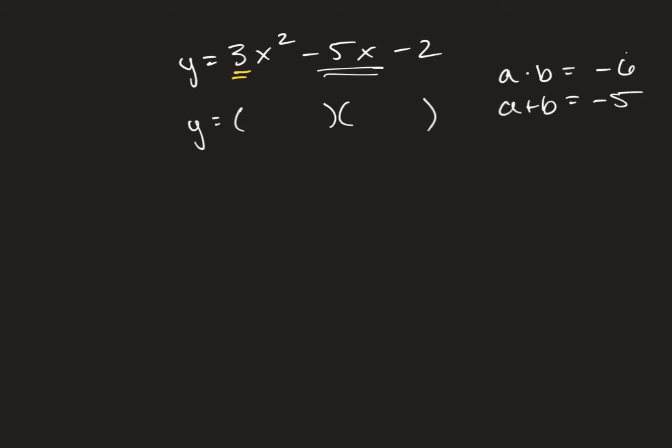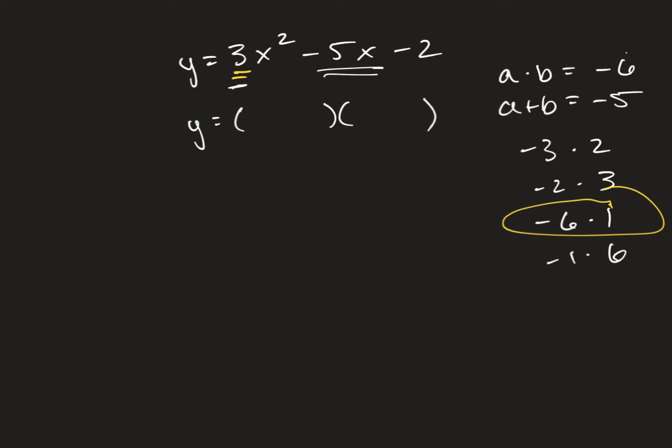And so what we're going to do: what two numbers make this happen? Again, what multiplies to be -6? -3 and 2, -2 and 3, -6 and 1, -1 and 6. I found a winner, -6 and 1, right? Those are going to add up to be -5. But those aren't going to go right into our factors, right? We need to keep in mind this 3 in the front.